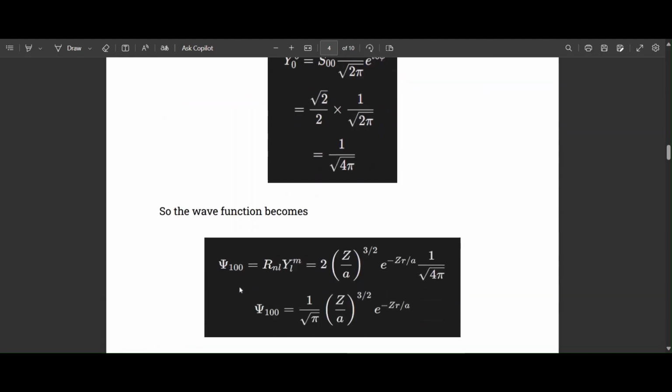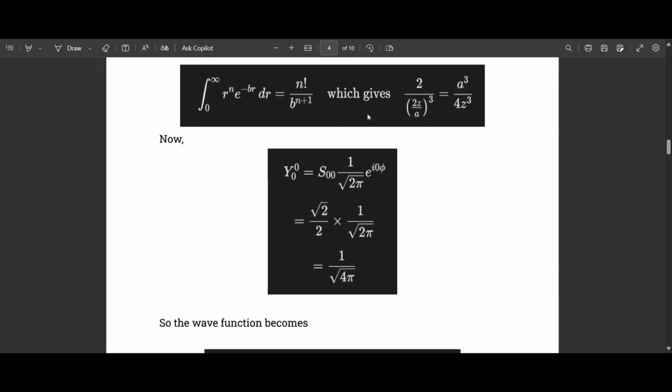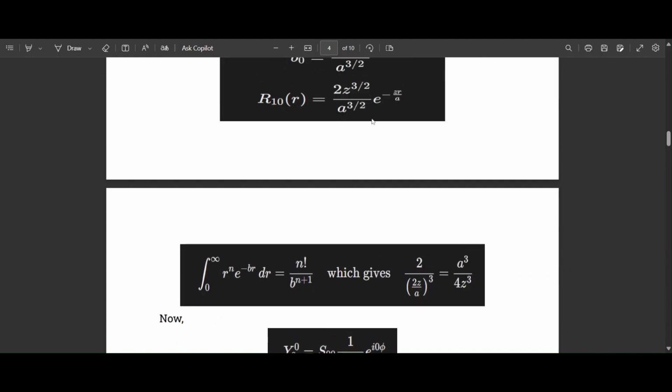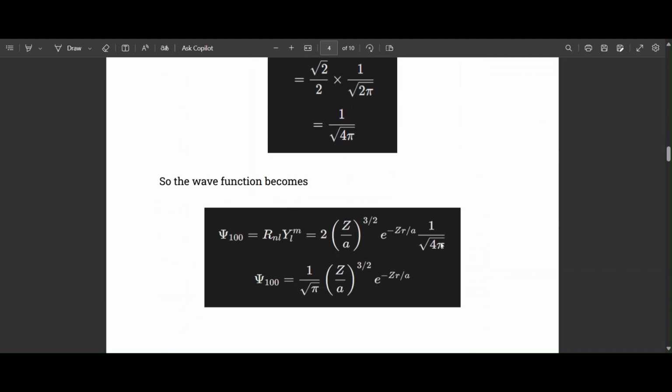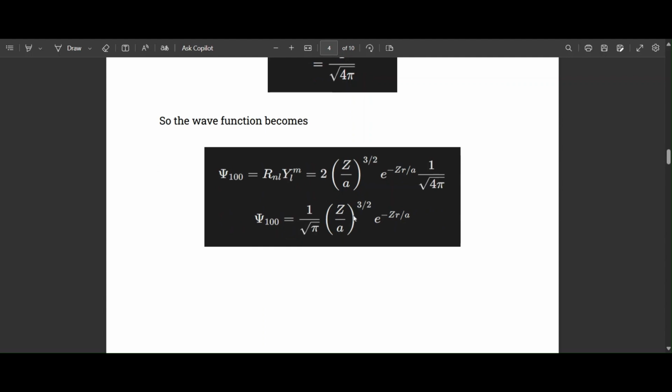And you know that the wave function is the radial part multiplied by the angular part. So the radial part was this thing, (2Z by a)^(3/2) e^(-Zr/a), and this thing, and on further calculation this 2 comes out, right? Root 4 is 2, right? So 2 cancels with 2 and 1 by root pi is left, (Z by a)^(3/2) e^(-Zr/a). Now this much is done.